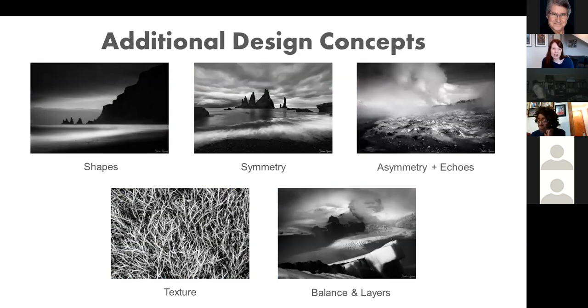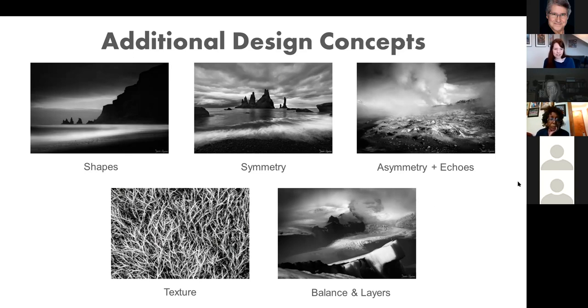Some additional design concepts that I find to be helpful are looking for shapes. So in the first example, we see a lot of repeating triangles. And then the next example is symmetry, so having the things on both the right and the left be fairly symmetrical. In the next example, we have asymmetry, and the patterns in the foreground are kind of echoing the patterns in this geothermal steam. So an asymmetrical composition, but there's some repetition in these echoes.